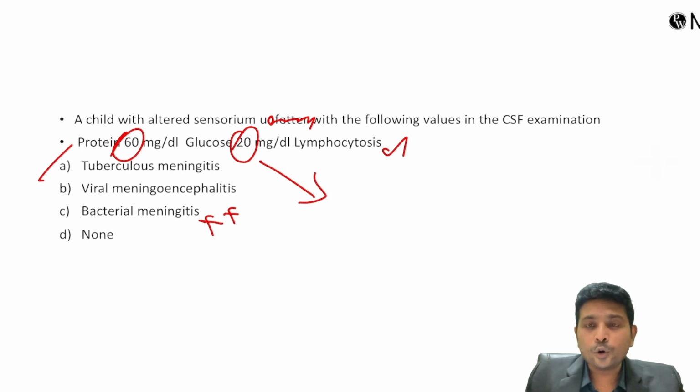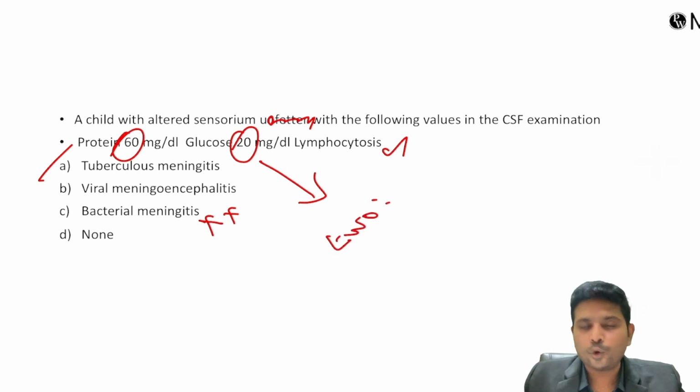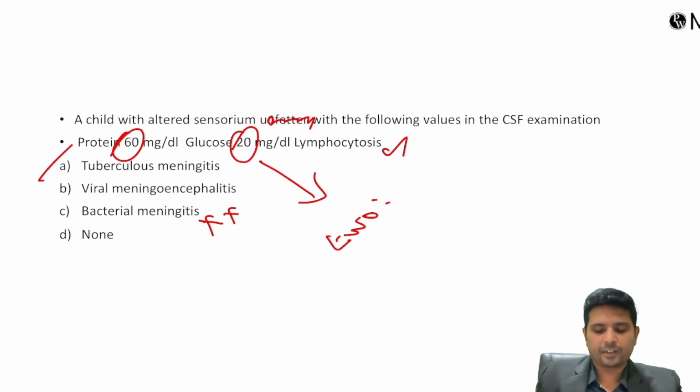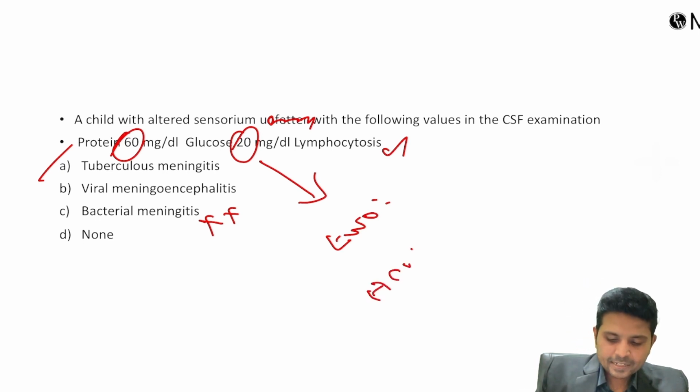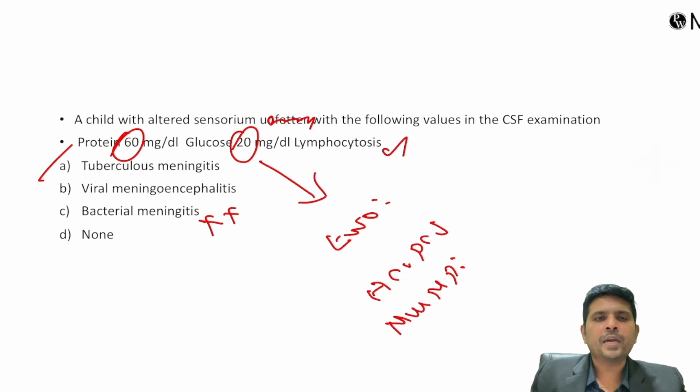Look here, hypoglycorrhachia in viral meningitis is less common. Only in 2 conditions of viral meningitis will glucose be reduced in the CSF: one is herpes, the second one is mumps. Here it is lymphocytosis, glucose is a little bit reduced and protein a little bit increased. Mostly this is a case of viral meningoencephalitis.